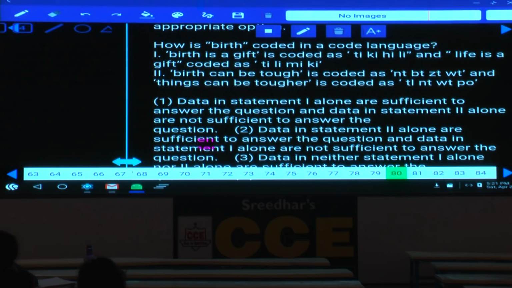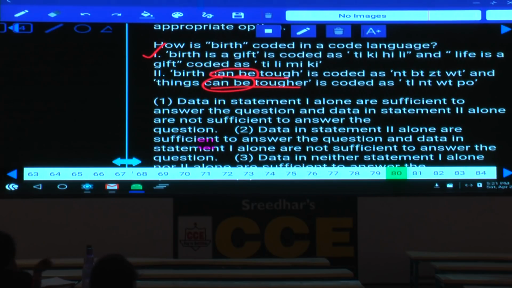Then coming to the second one, birth can be tough is coded as, and things can be tougher. And tougher, if you observe here, it is not a spelling mistake at all, because the codes were different. Isn't it? If 3 codes are common, then you can take it as such. But it is intentionally given like this. Can be tougher and can be tough. Then how many words are common between these two? Only 2 words are common.